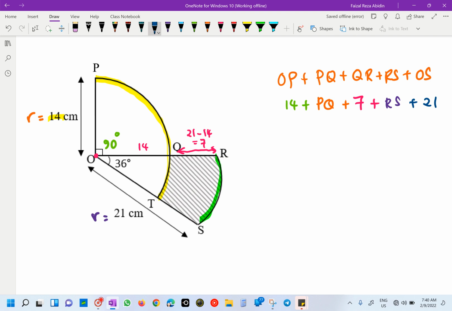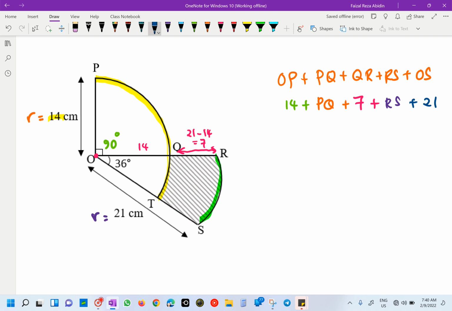Is there any marks for this? No marks. So sorry, no marks given until you find PQ and RS. Yes, they are going to have marks there. Then cikgu buat ini buat apa? To show to you which one we are going to find, isn't it? So, how to find our PQ?